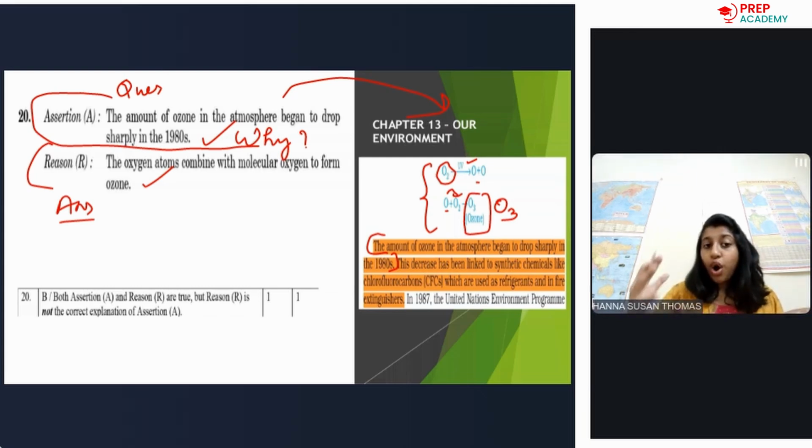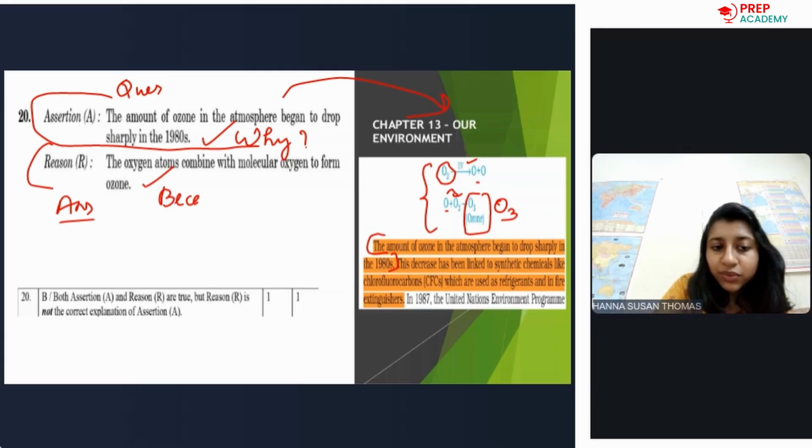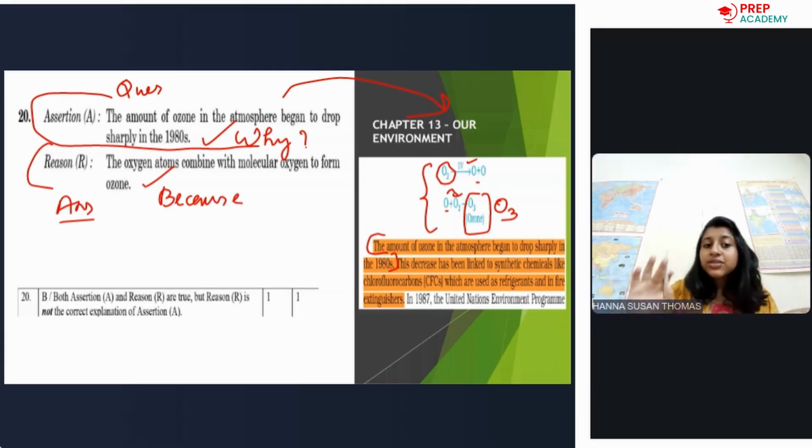So once again, the amount of ozone in the atmosphere began to drop sharply in the 1980s. Why? Because the oxygen atoms combine with molecular oxygen to form ozone. Does this statement make sense?